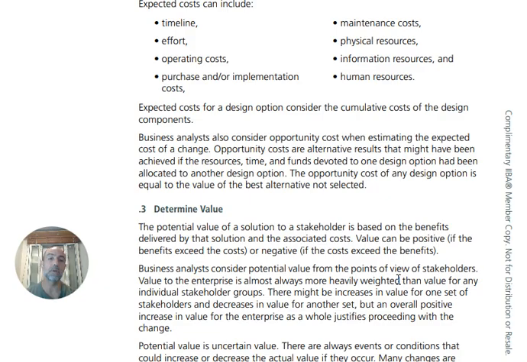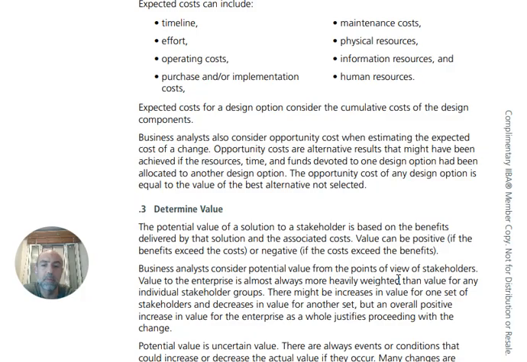Opportunity costs are alternative results that might have been achieved if the resources, time, and funds devoted to one design option had been allocated to another design option. Like sometimes you're trying to fix something to save like 20%. Using the same money and time, you could invest it in something else that could gain you a different segment of the market, right? It doesn't directly correlate with money, but maybe in the future that has more benefit. I don't know.